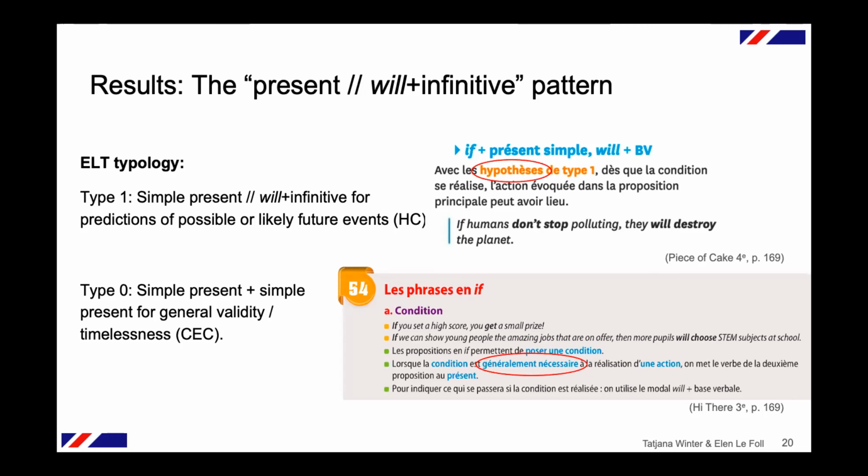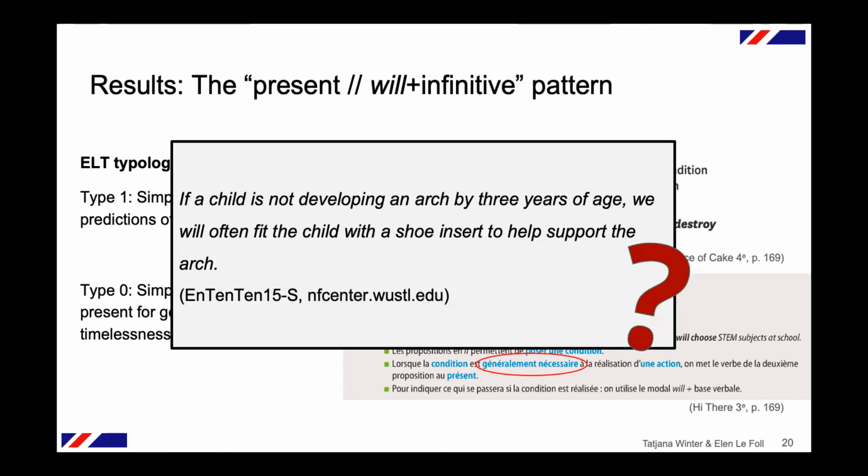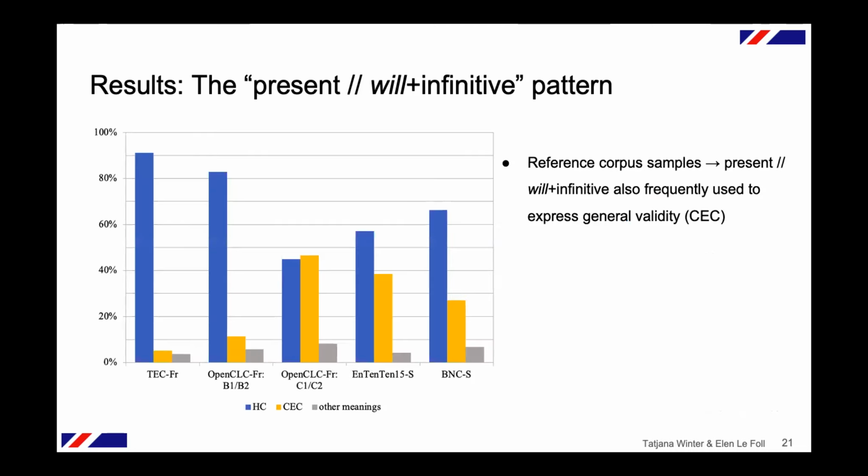When we actually looked at the real life data, we found many examples where we had a mixture of these two types. We have things like, if a child is not developing an arch by 3 years of age, we will often fit the child with a shoe insert. And so here, clearly, this is a general truth statement, and yet the author is using will in the main clause. And this is not a rare phenomenon.